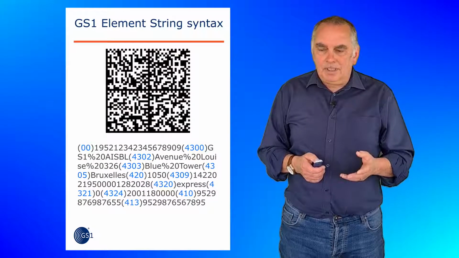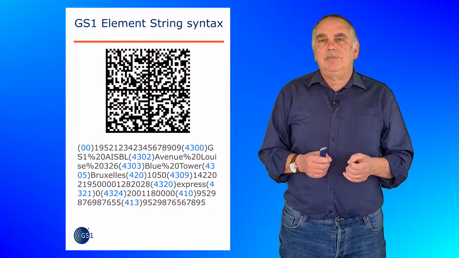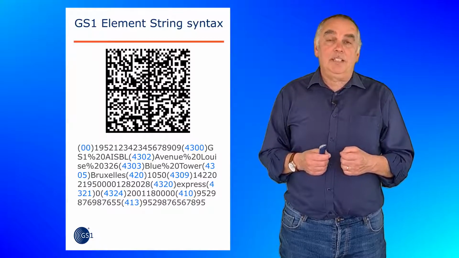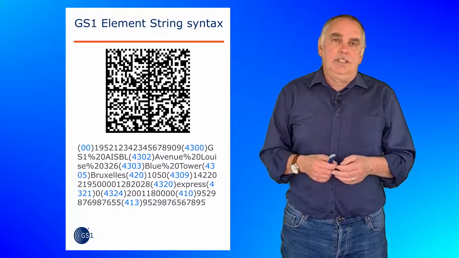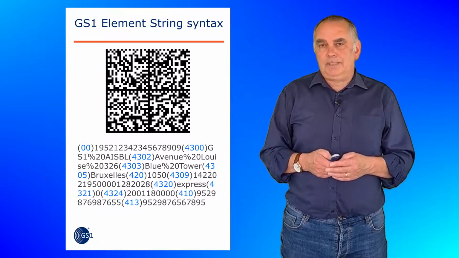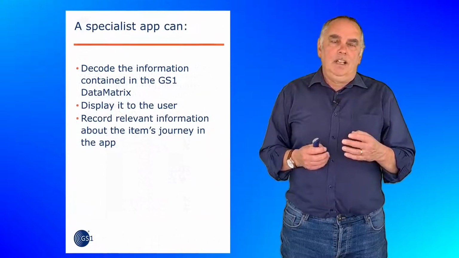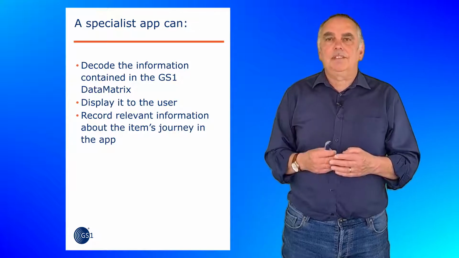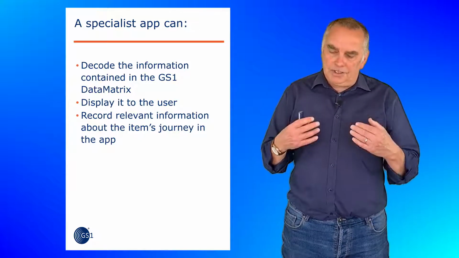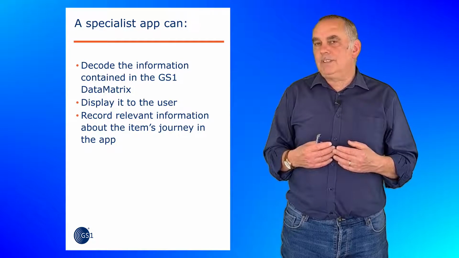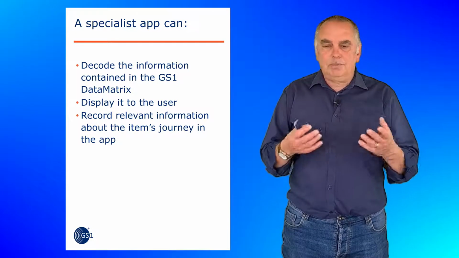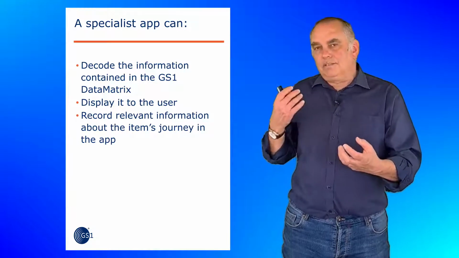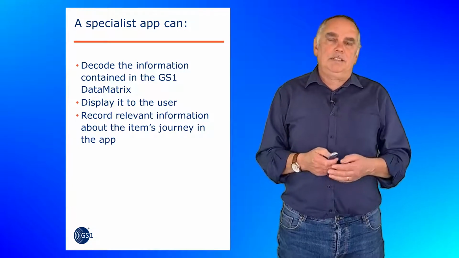I think everybody here will be familiar with the Scan4Transport data elements encoded as a GS1 element string, usually into a data matrix like this. If you have a specialist application, you can scan that GS1 data matrix, extract the Scan4Transport data elements, present them to the user, and provide whatever functionality is necessary, both in the app and in whatever back-end system it's connected to.